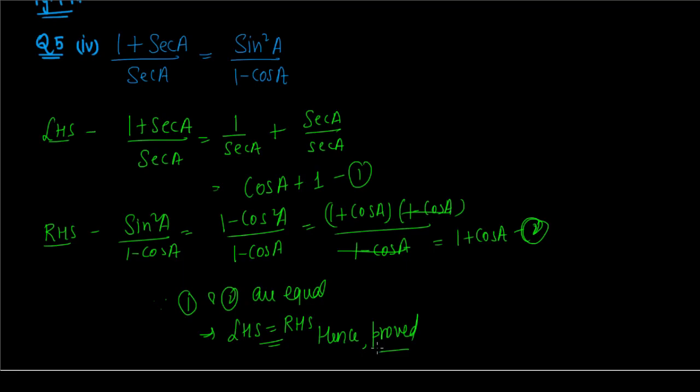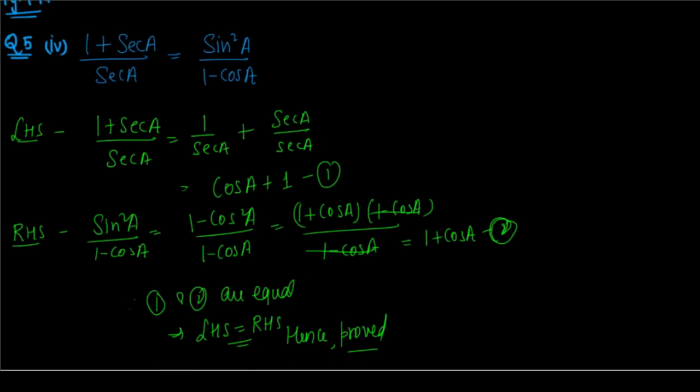Clear? So this is one of the rare cases where you need to simplify the LHS and RHS separately. But in 95% cases, in most cases, you should solve only the LHS to get the RHS. Clear? You should try as much as you can. If you can't, then only go for this method. Clear? Fine. Now let's move to part 5 of the same question.